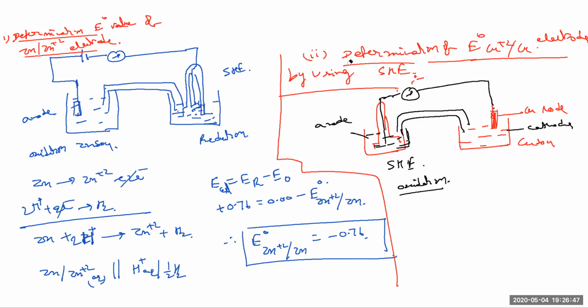Oxidation means hydrogen undergoes oxidation. So H2 gas gives rise to 2H+ aqueous plus 2 electrons. Reduction means at the cathode, copper undergoes reduction. Cu2+ plus 2 electrons gives rise to Cu.